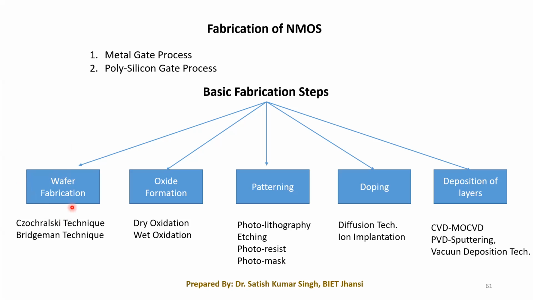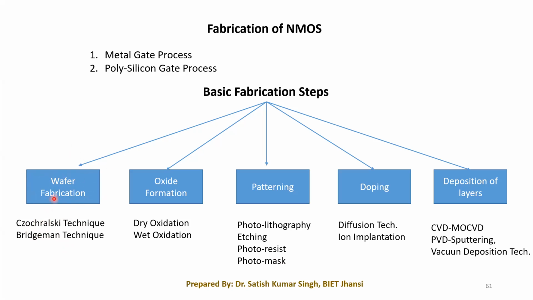So how do we get these single silicon crystals? By following the Czochralski technique. If we want to get the gallium arsenide single crystal, then we have to follow the Bridgman technique. Fine. These are the different techniques by which we can make the single crystal, and out of this we can make our wafers.